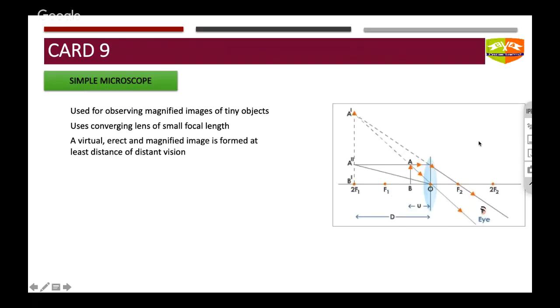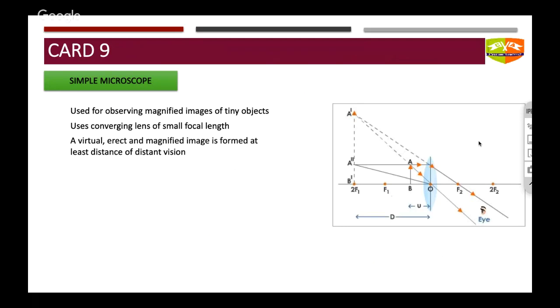I don't think so. So with this, I come to the end of topic human eye. I have explained different parts of human eye, and after explaining different parts of human eye, I shifted to different terminologies about human eye, and then I shifted to defects of human eye. Now I'll move to the optical instruments, which are simple microscope, compound microscope, and terrestrial, astronomical telescope.